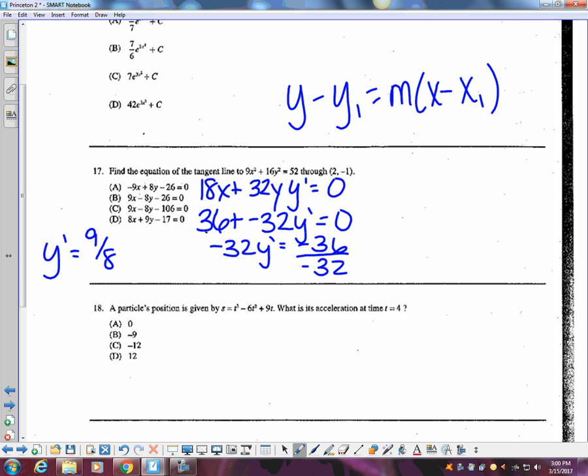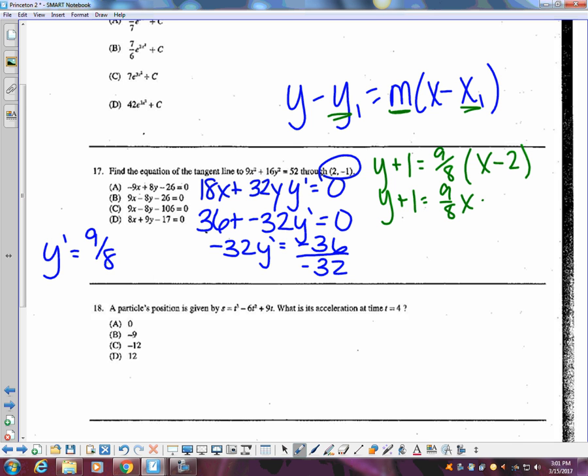Everybody okay? Okay, so who is that? That's m. That's your slope. So I'm going to take my slope, and I'm going to take the point they gave me, and I'm going to plug it into here, and here, and here. So y plus 1 equals 9 over 8 times x minus 2. Well, they definitely didn't stop there. Let's distribute. So 9 over 8x minus 2 and the 8 would cancel, so 9 over 4.